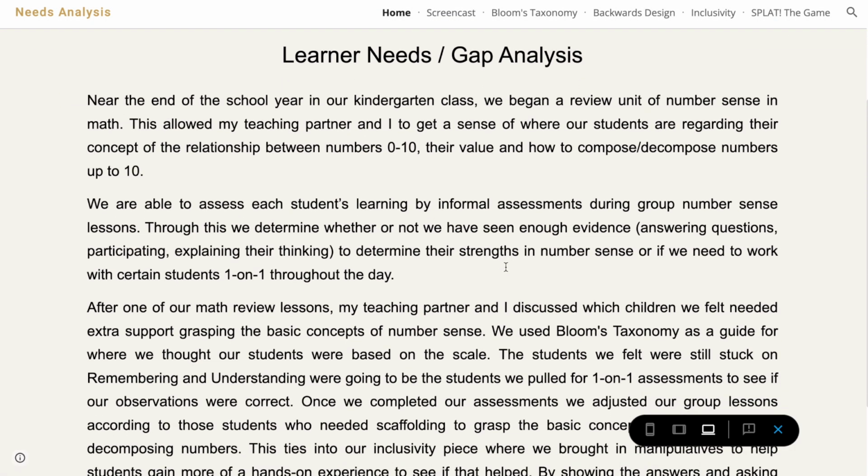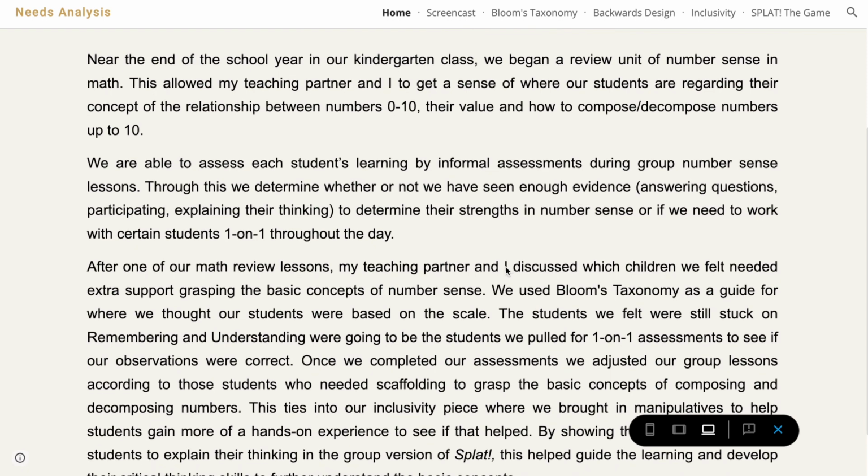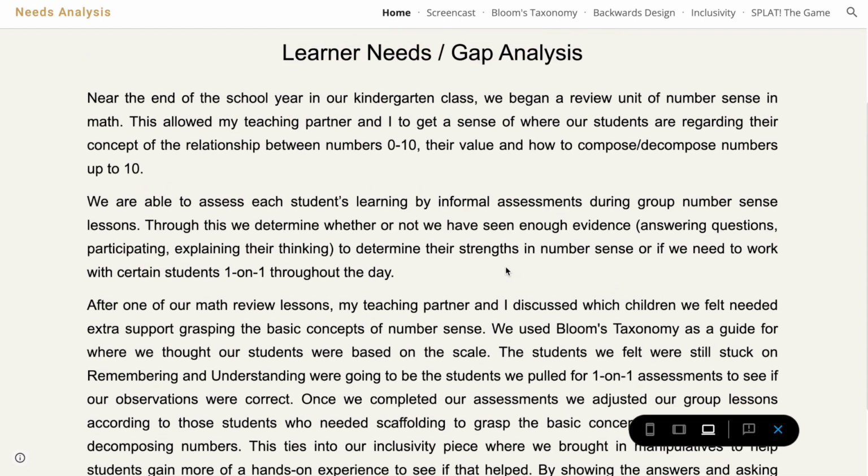So that is a basic rundown of our learning needs gap analysis.